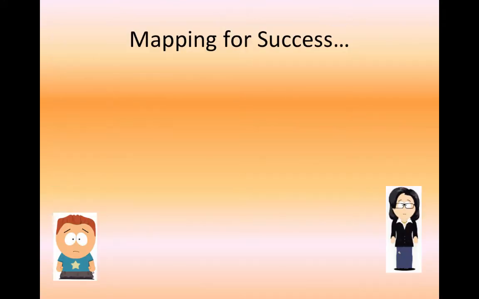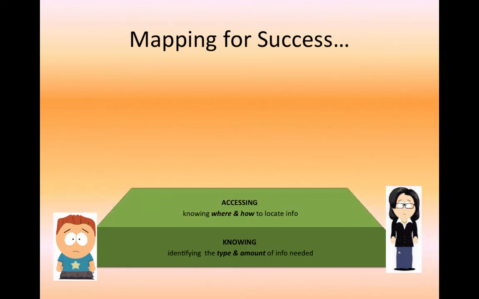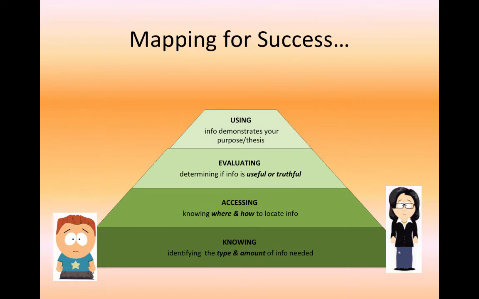First, let's look at our map. The first part of our journey is knowing. That's identifying the type and amount of information needed. And then we move up to accessing. That's knowing where and how to locate information. And from there, we go to evaluating. We have to determine if the information we find is useful or truthful. And then we use that information. We use it to demonstrate our thesis statement or the purpose for our research project.